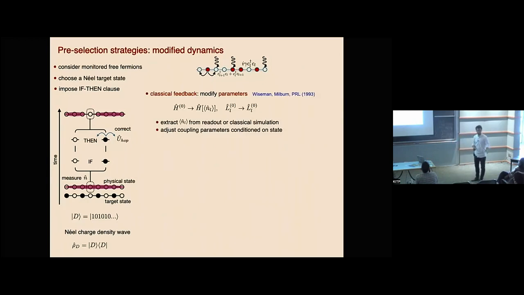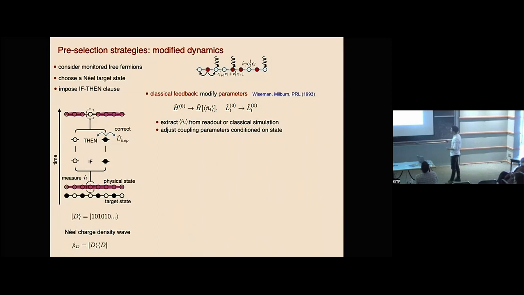And there are 3 variants in which this program can be implemented. One is via what we now call classical feedback. It's just words, just semantics. Yeah? So with classical feedback, we understand that we want to modify the parameters of the Hamiltonian or of these Lindblad operators.